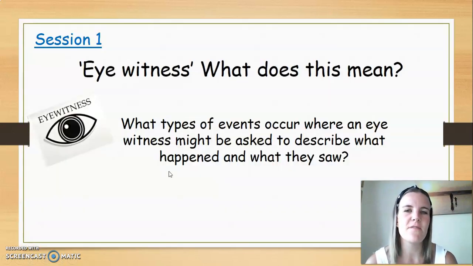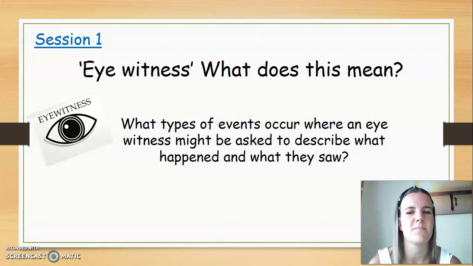So, moving into this first session for today, the term eyewitness, what does that mean? Just have a think. Where have you heard of the word eyewitness before? Yeah, that's right. An eyewitness is somebody that will have seen something happen or will have watched something that other people may need to know about. Okay, that's what an eyewitness means.